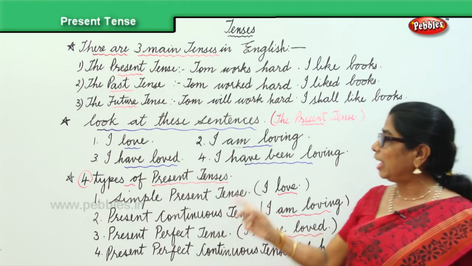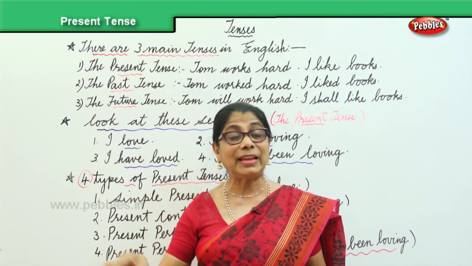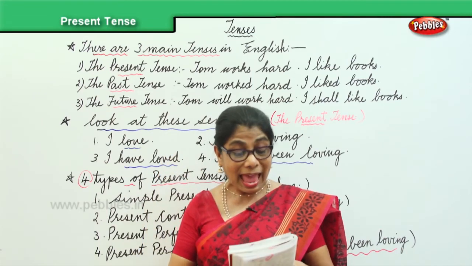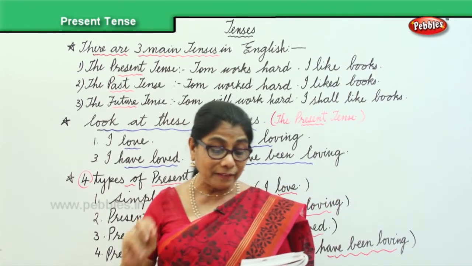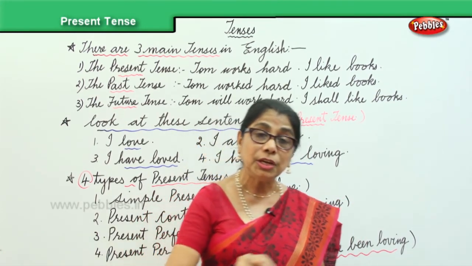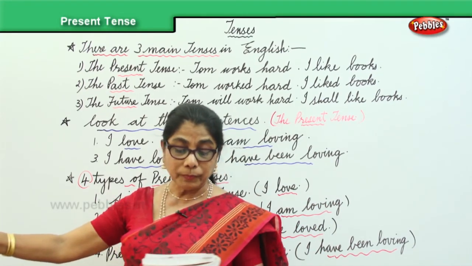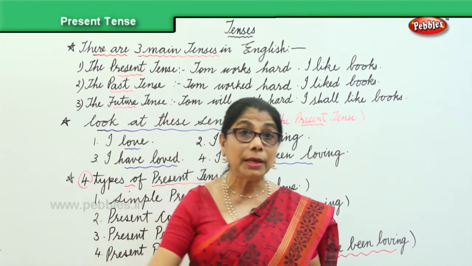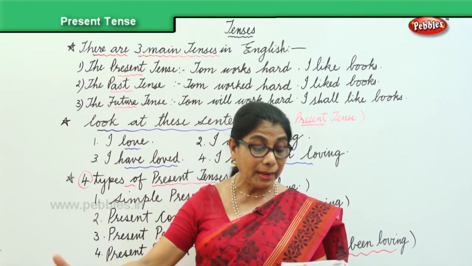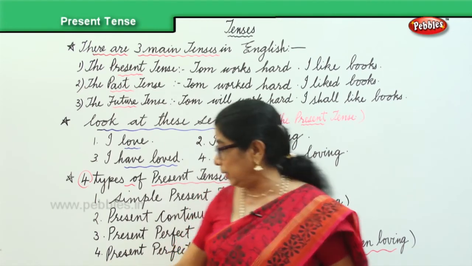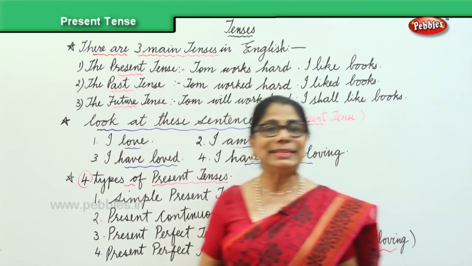And finally, we have I have been loving. Let's look at the verb have been loving. The verb have been loving shows the action is going on continuously to the present time. Hence, we call it the present perfect continuous tense.